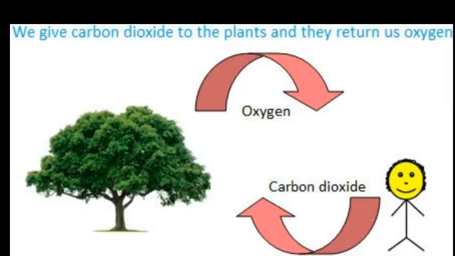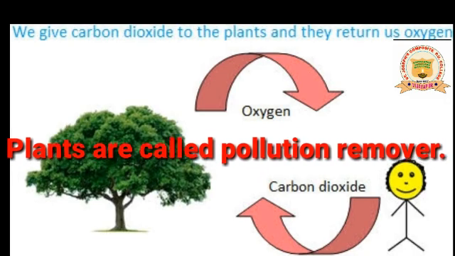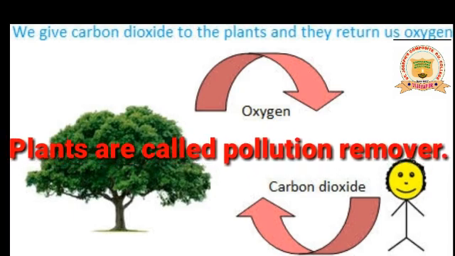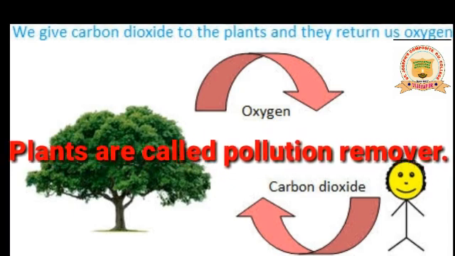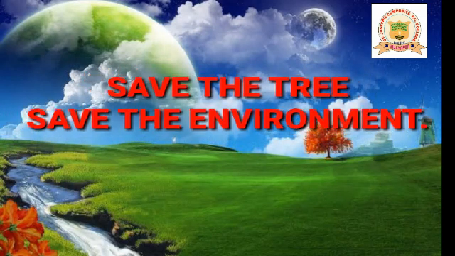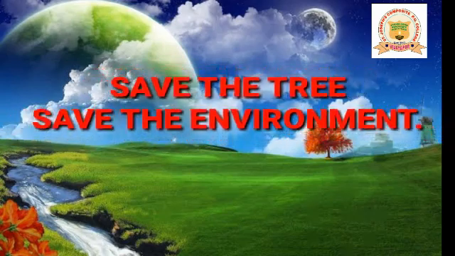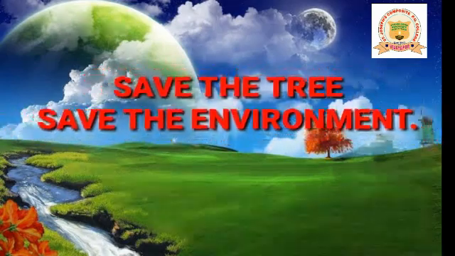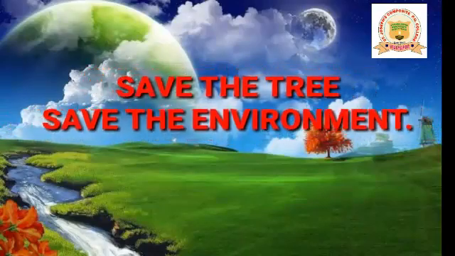Now the next one, plants are called pollution removers. Why, children? I told you in the bridge course also, because the plant gives out oxygen and takes in carbon dioxide, and that oxygen we can breathe. So plants purify the air. That's why plants are called pollution removers. So children, plants are very useful. That's why we should save the trees and save the environment. So children, if you save the trees, then you can save the environment.